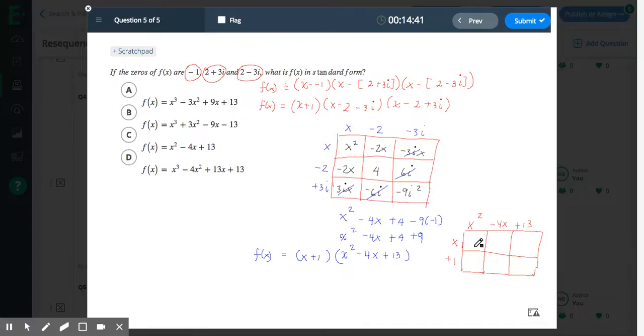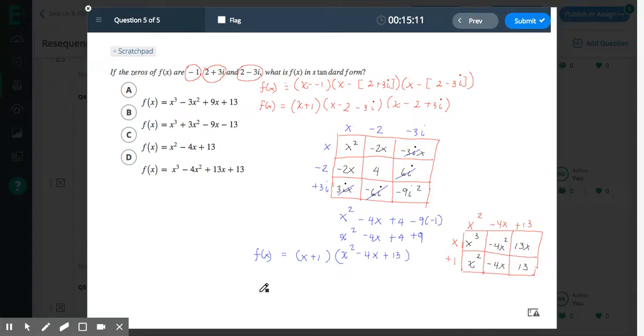So now let's multiply. So we'll have x times x squared is x cubed. x times negative 4x is negative 4x squared. x times 13 is 13x. 1 times x squared is 1x squared. 1 times negative 4x is negative 4x. And 1 times 13 is 13.